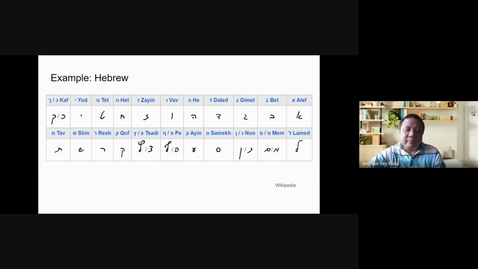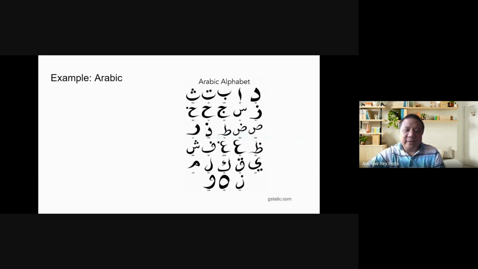So this is modern Hebrew. And we also have Arabic. Arabic also has representations only for consonants. Now I can't write any word in Arabic or Hebrew. Okay, but here they are. So Arabic and Hebrew are examples of abjads.